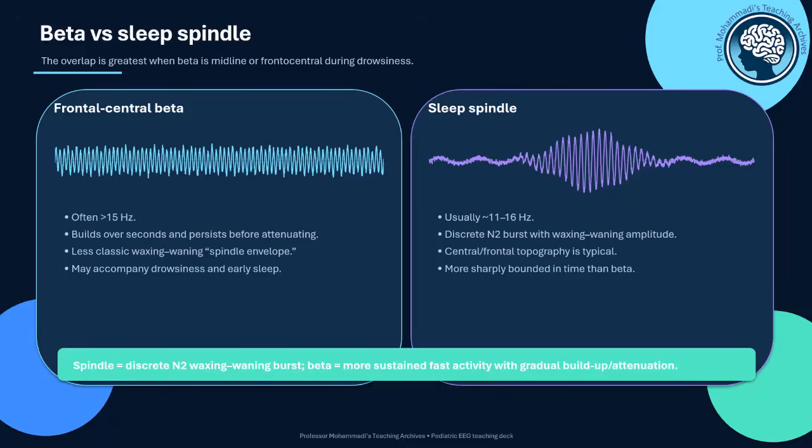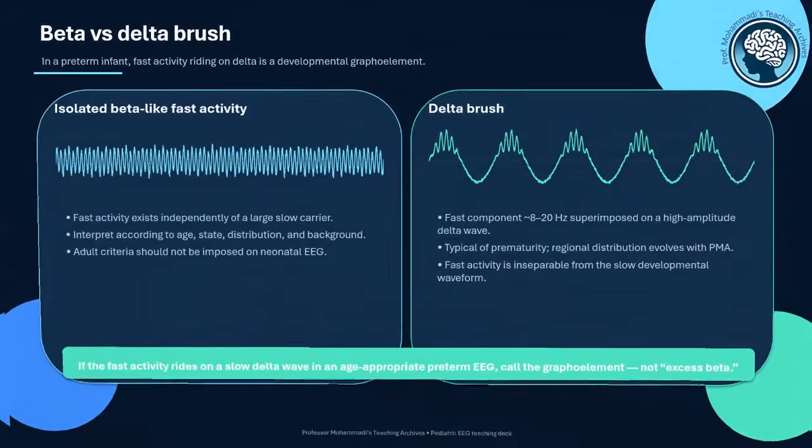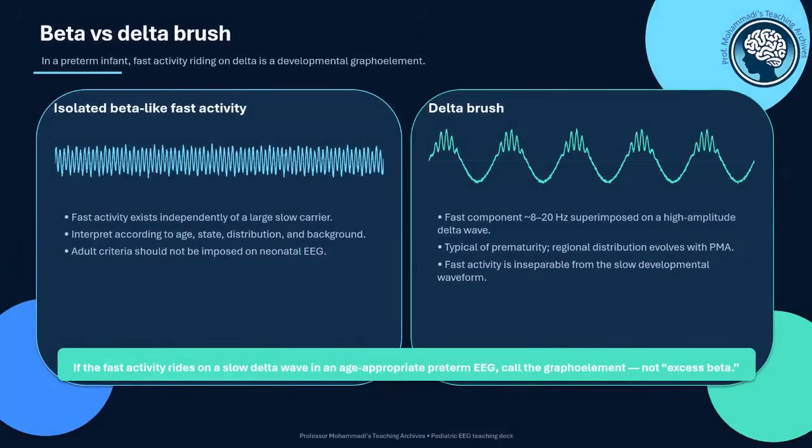Next slide, please. In premature infants, perhaps the most important developmental mimic of beta is the delta brush. The defining feature of a delta brush is that the fast activity is superimposed on a much slower, high-amplitude delta wave. The fast component commonly occupies approximately 8 to 20 Hz. This is very different from isolated beta activity, which exists independently of a large slow carrier.